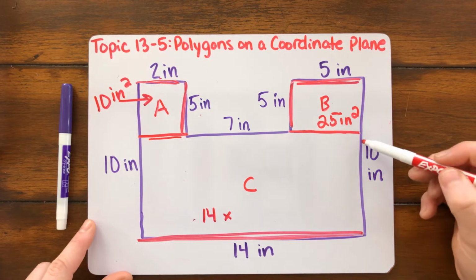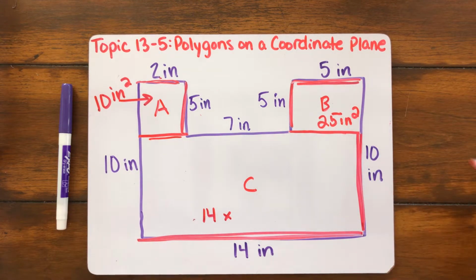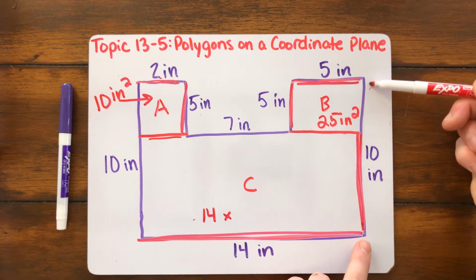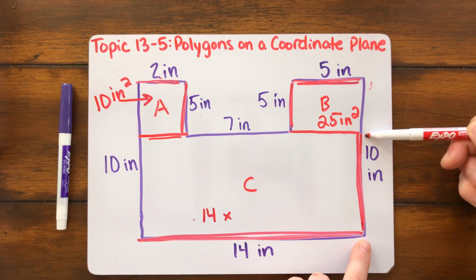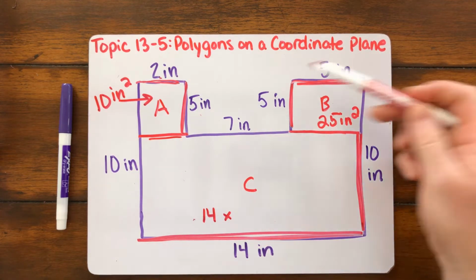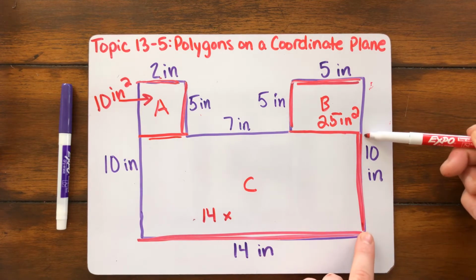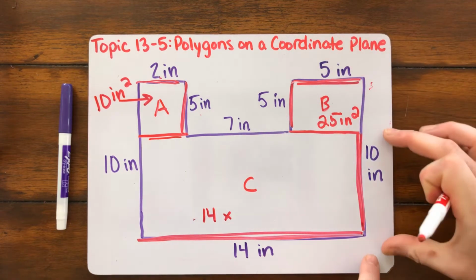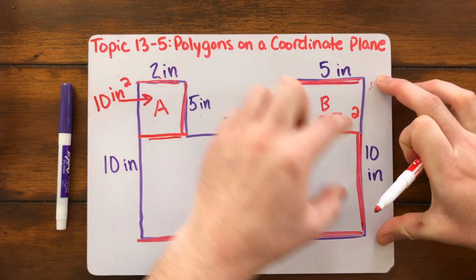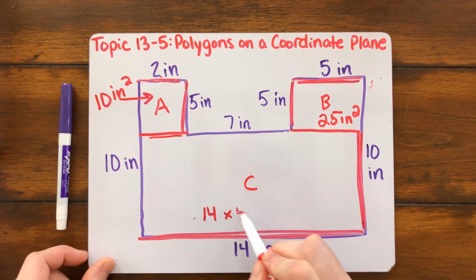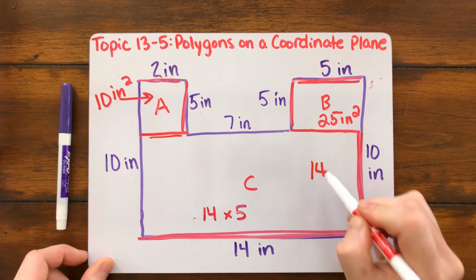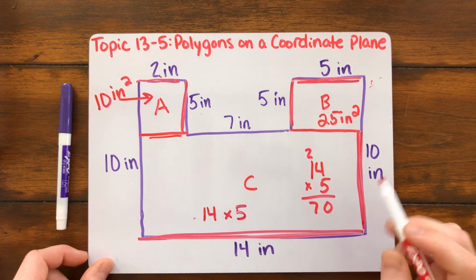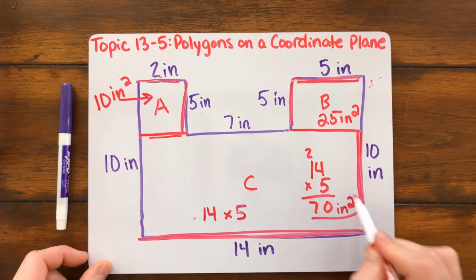Now the height, I don't want to take 10 because 10 is this whole entire thing. We don't want the whole thing. We just want here. So do you see any other dimensions you can use so that you can only find this part? Well, I see the 5 here. So we can do 10 minus 5, and we get the remaining 5. So we're doing 14 times 5. And if we do 14 times 5, 5 times 4 is 20, 5, 6, 7, 70 inches squared as our area for C.